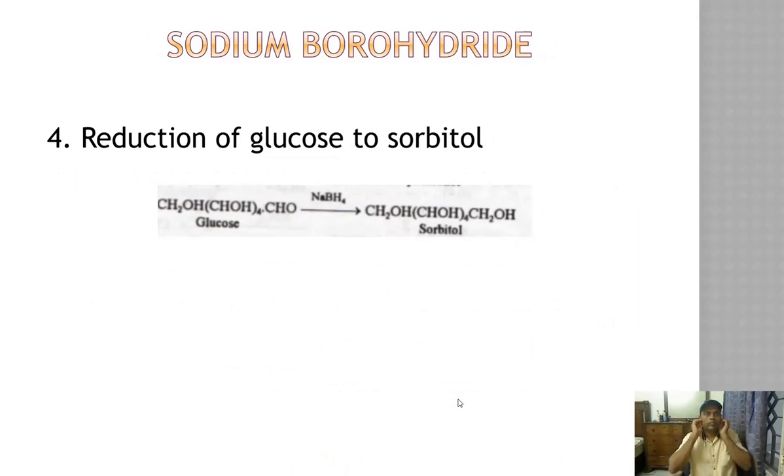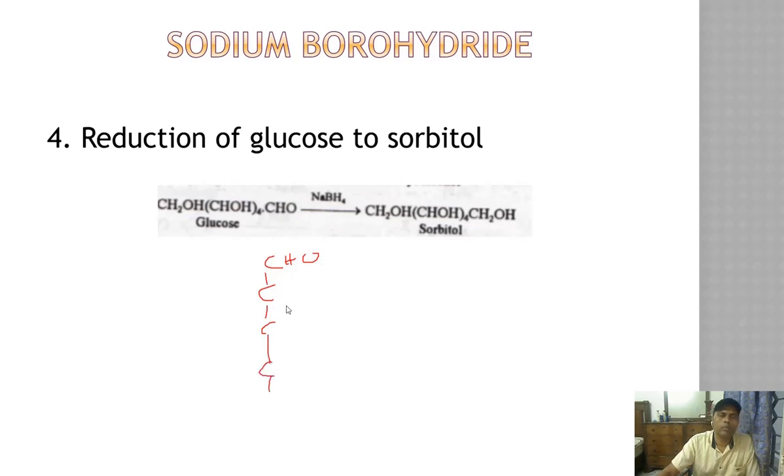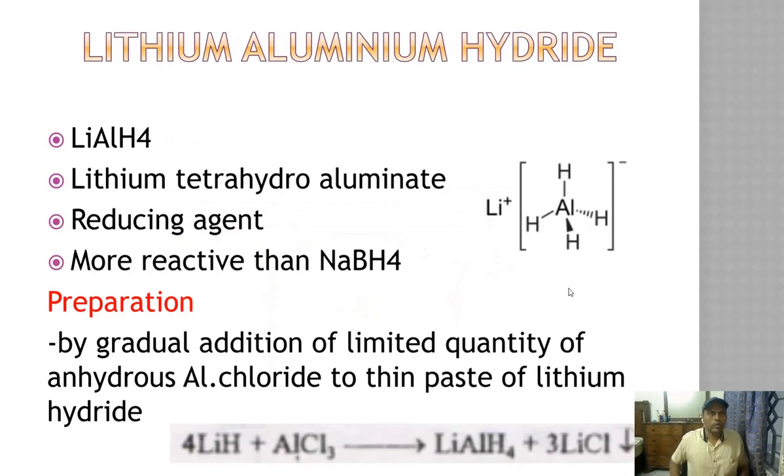So you can reduce glucose to sorbitol. So this is your glucose. Glucose will have that CHO, the aldehyde group, on the top, right? But you can convert that to an alcoholic group. So this is what happens in the conversion of glucose to sorbitol. Alright, that was about sodium borohydride.